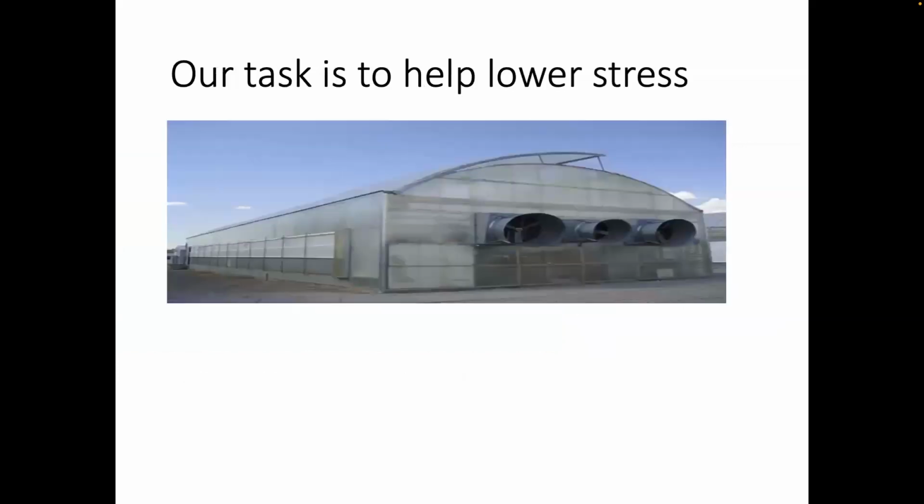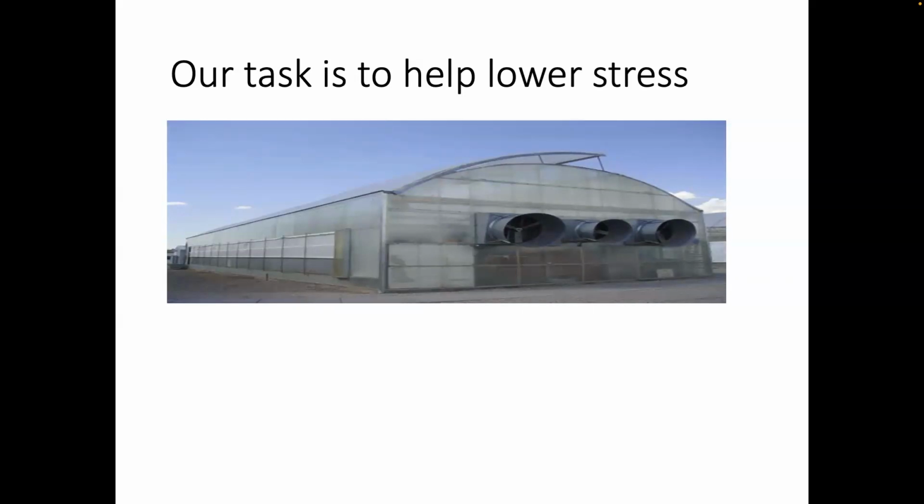But we are here to help them as plant nutritionists. So how do we lower their stress? I brought an example for heat stress. Inside the greenhouse, the temperature might be too high due to the sunlight captured. And then we have all these wind generators, they take air from outside and pour it inside to cool them down. If we don't do this, the yield will be lower.